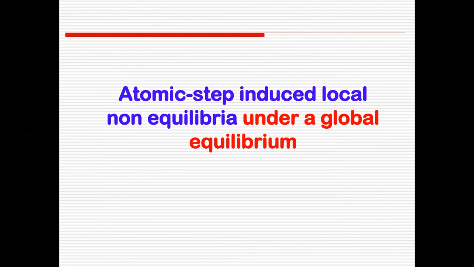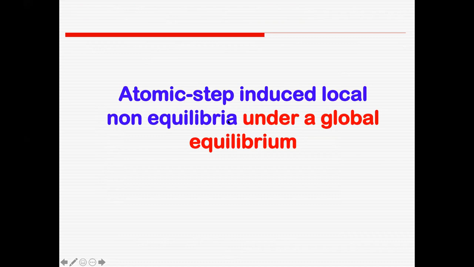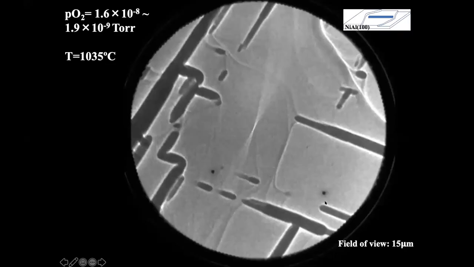However, if we look at the global equilibrium, under the global equilibrium we can actually still see some non-equilibrium-like phenomena. I'm going to show this. Basically, this is related to the atomic step effect. This is also an LEEM video.